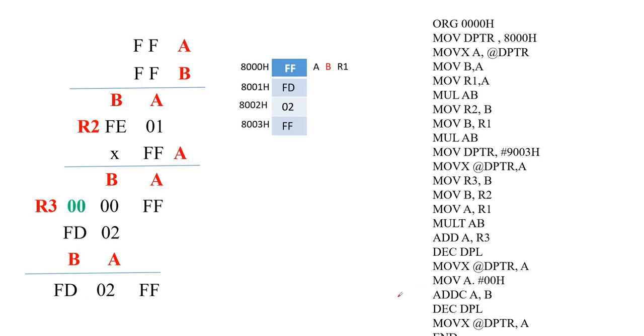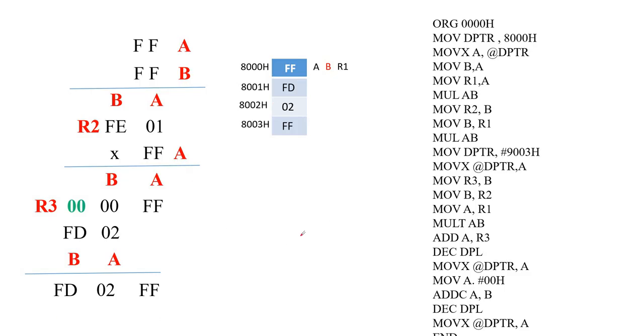First we have to decrement 8002 to 8001. Again we cannot write decrement DPTR, so we will use decrement DPL. Decrement DPL will decrement this memory location by 1 and will go to 8001. So here the content of the accumulator, that is FD, will be copied to this memory location. So we are having the result as FF02FD. So this is our program.